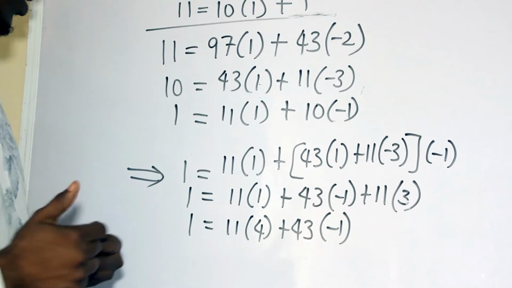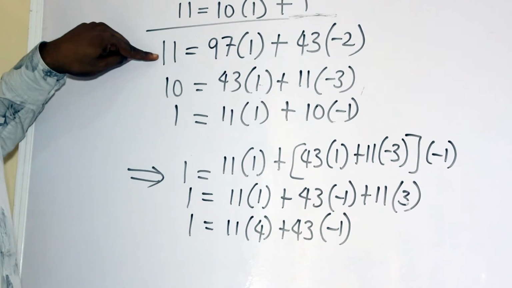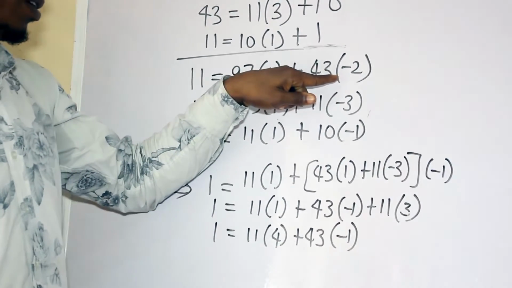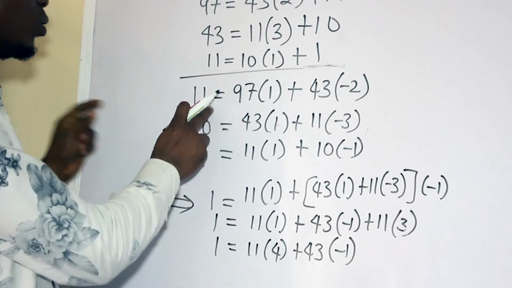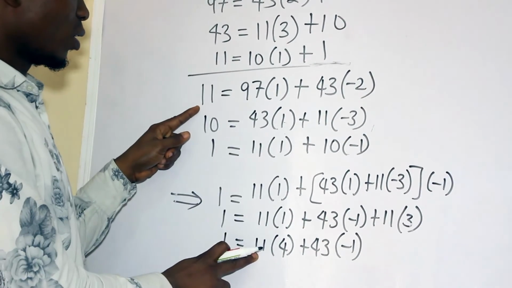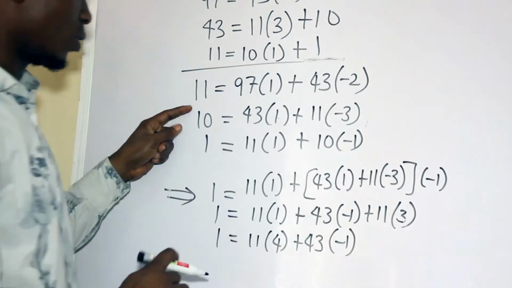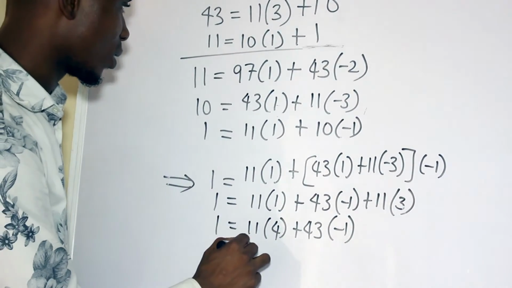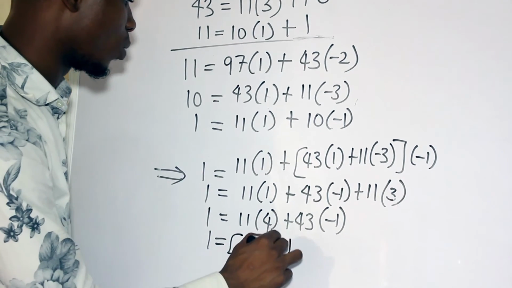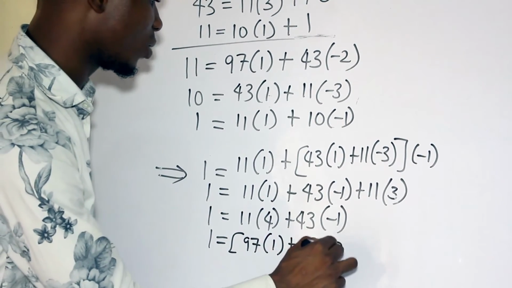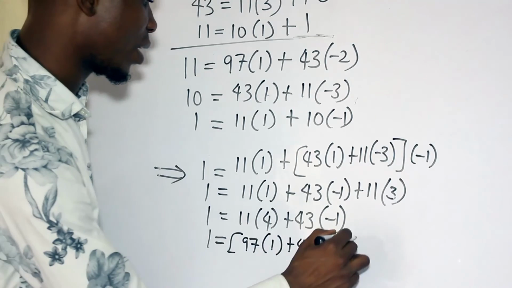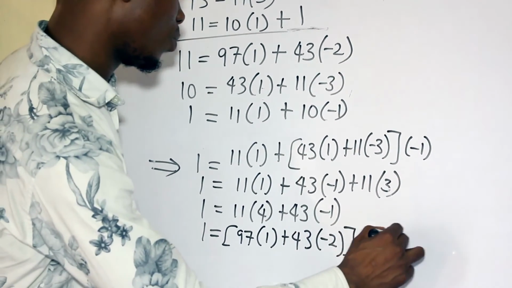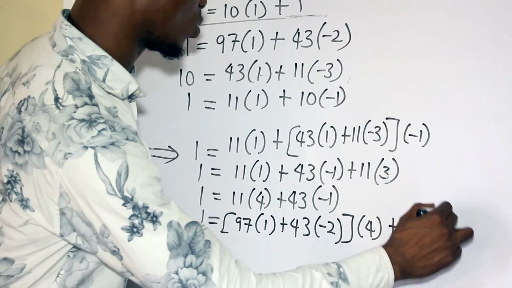So just keep watching. Now, in the first part of this equation, we have 11 equals 97, 1 plus 43 multiplied by minus 2. So we're going to substitute this value for 11 here. Instead of writing 11 here, we're going to write the whole of this value. So I have 1 equals, instead of 11, I'm going to write 97 multiplied by 1 plus 43 multiplied by minus 3. And then remember we have 4 here.